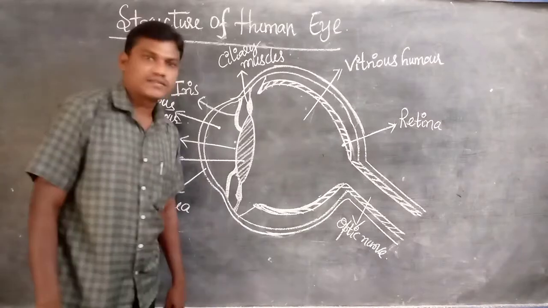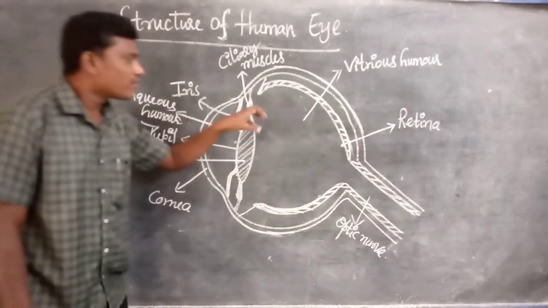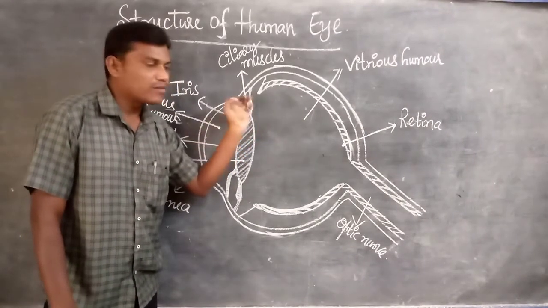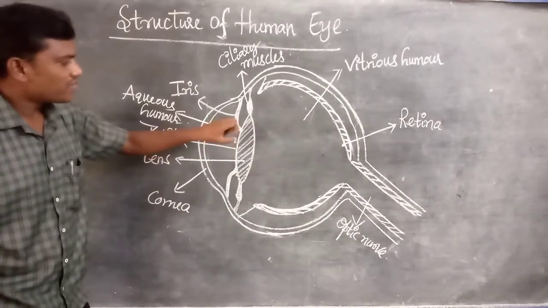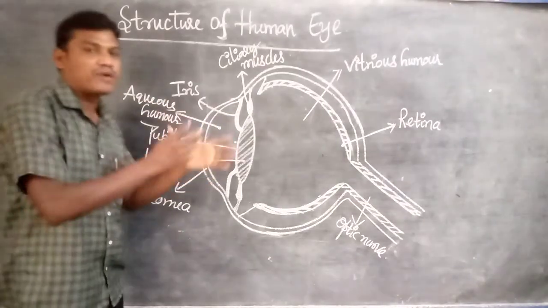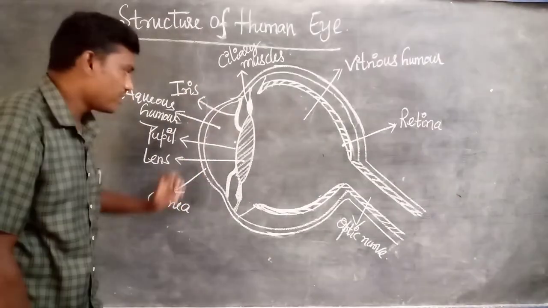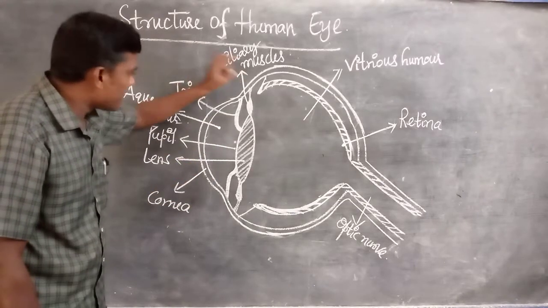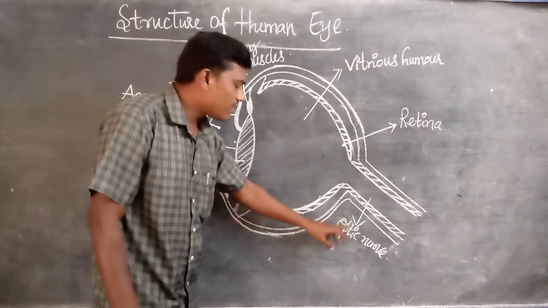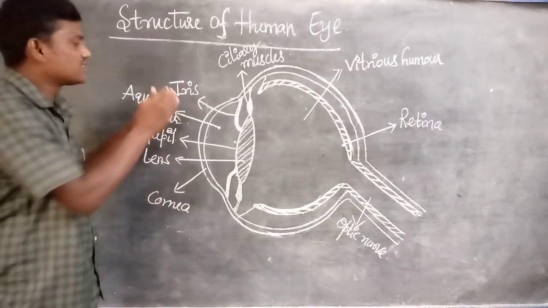So all of you listen very carefully when you are watching the video. This is a rough diagram of the structure of the human eye. In our human eye, how many parts are there? First I will tell you the basic parts in the human eye: cornea, aqueous humor, iris, pupil, ciliary muscles, crystalline lens or eye lens, vitreous humor, retina, and finally optic nerve. These are the basic parts present in the human eye.